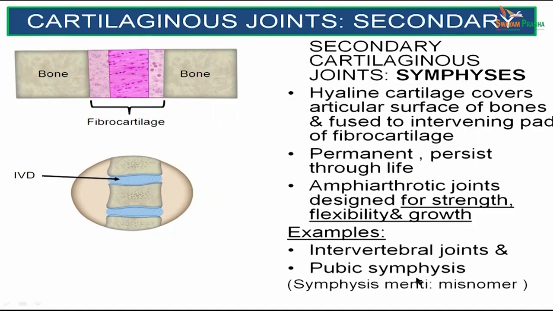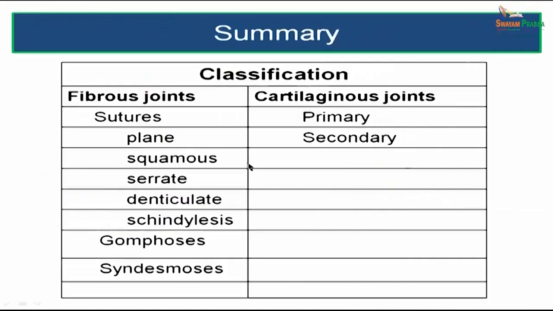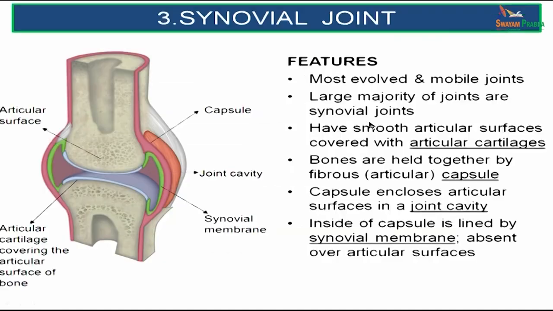Now here we have to remember that there is another joint called symphysis menti, but that is not a secondary cartilage joint. So fibrous joints are sutures, gomphosis, syndesmosis. Sutures are plain, squamous, serrate, denticulate, syndesmosis. Cartilaginous joints are primary and secondary.